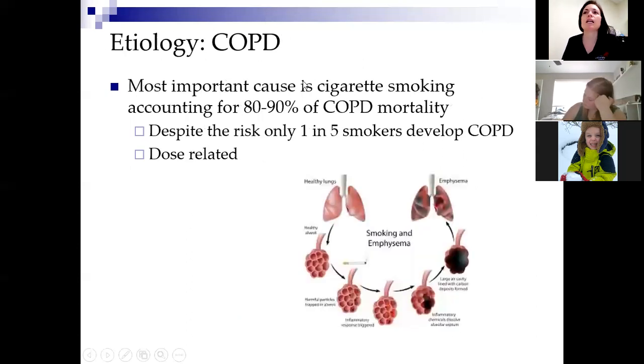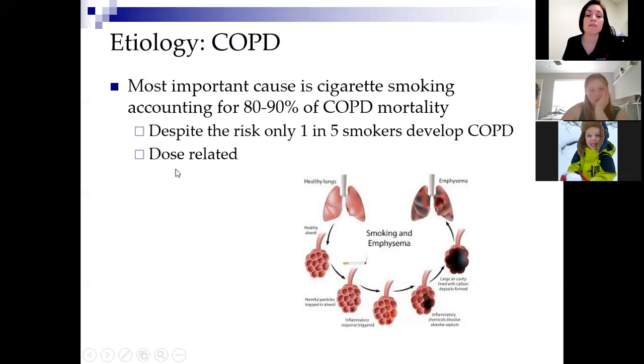The most significant cause of COPD is cigarette smoking. There is information that says pipe smoking and cigar smoking can also be linked to emphysema and COPD, but predominantly traditional cigarette smoking is the highest risk factor, and it accounts for 80 to 90% of the deaths from COPD. But this is kind of interesting: despite the risk, only 1 in 5 smokers develop COPD.